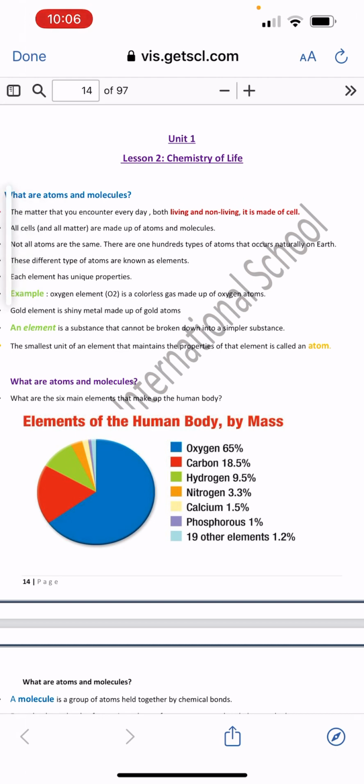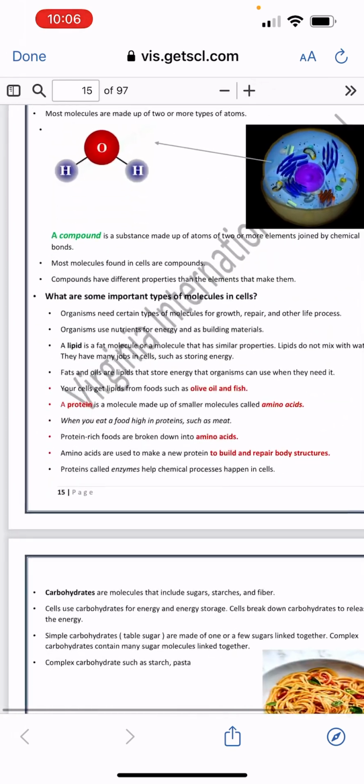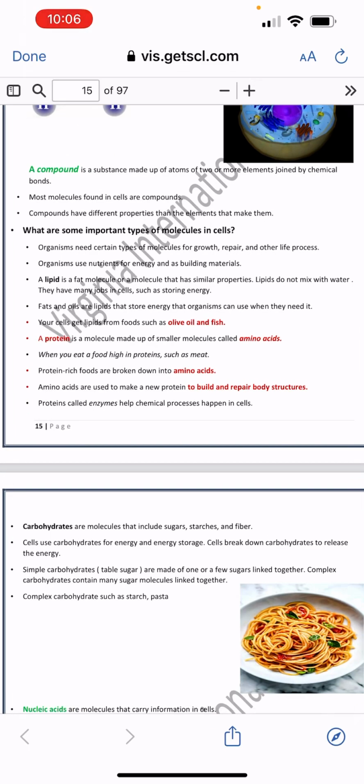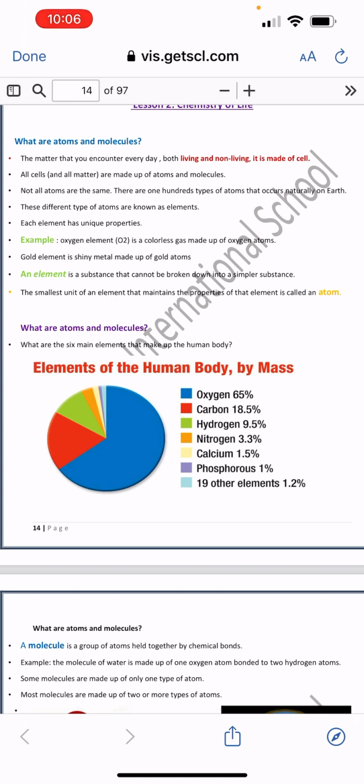So, let's start with what we need to know in this lesson. First, we need to know the main difference between the word atom and the word molecule, and what the important elements of the human body are. And also, we have to know the four molecules that make up life. The first thing is the difference between the word atom and the word molecule.